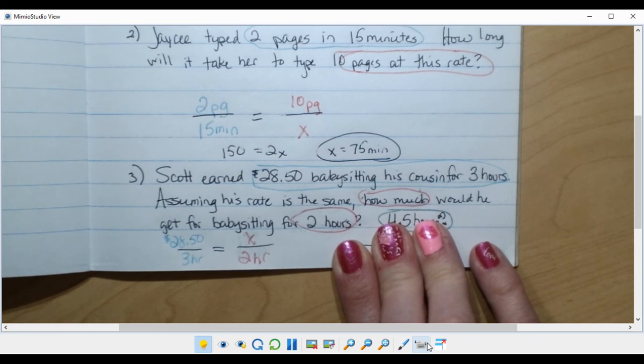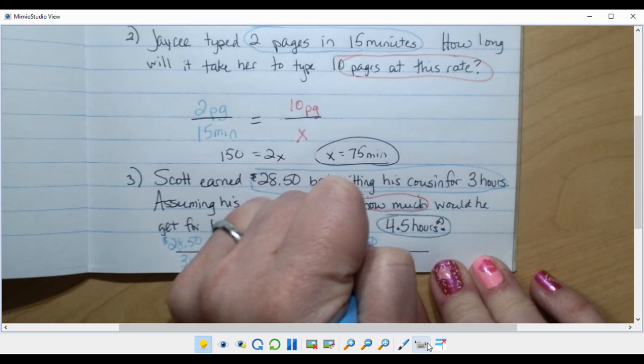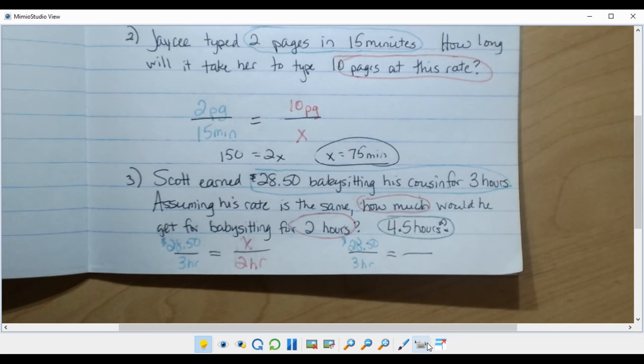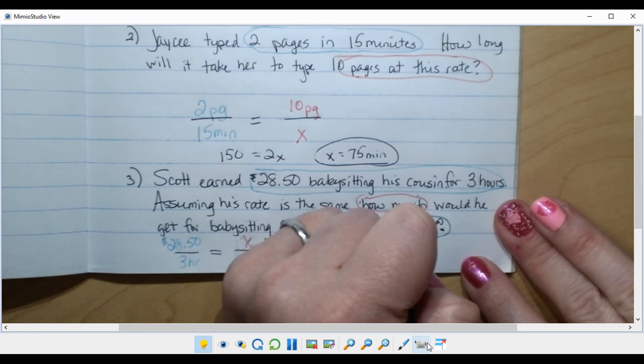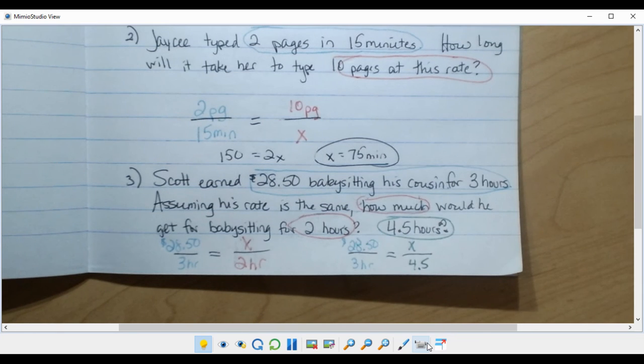Now, if you're on a roll and you want to set the other one up, set the other one up at the same time. So the 28.50 stays the same. And the 3 hours stays the same. That was the original that I'm comparing this all to. Now, I don't know how much you'll get for 4.5 hours. And you can see I switched colors just because.